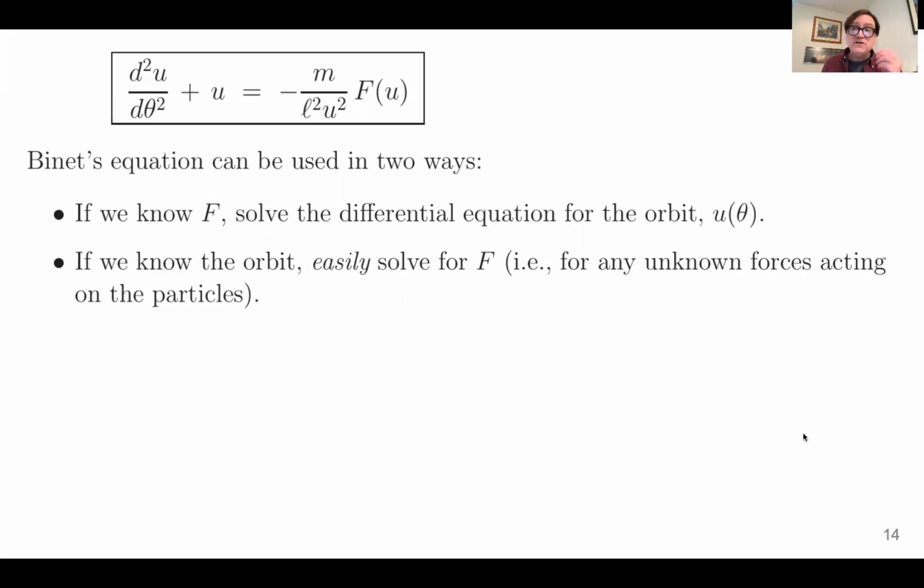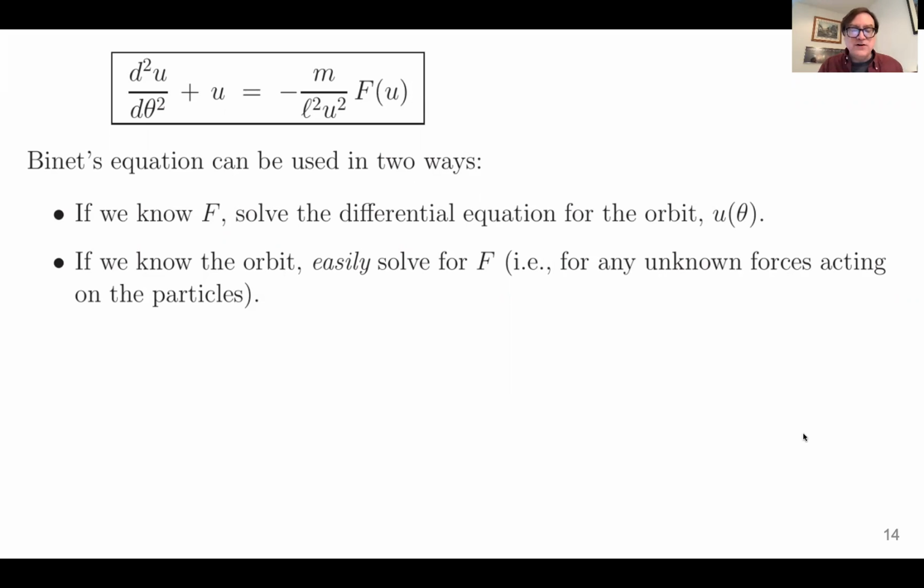If you have exact measurements of that shape as a function of theta, you can plug that in here and figure out what the perturbing forces on Mercury are that are causing it to deviate from an exact ellipse. So there were all sorts of problems that could be solved by this sort of backwards approach to Binet's equation, which is interesting. But let's do it in the forward approach.